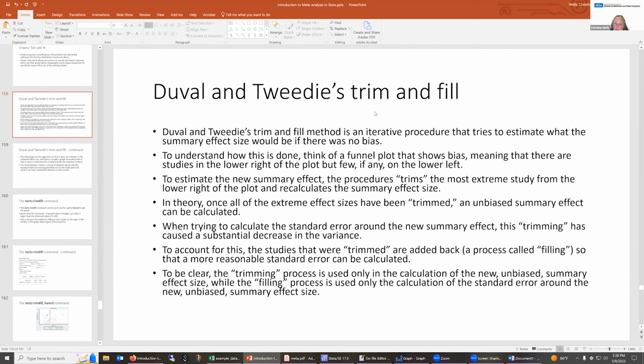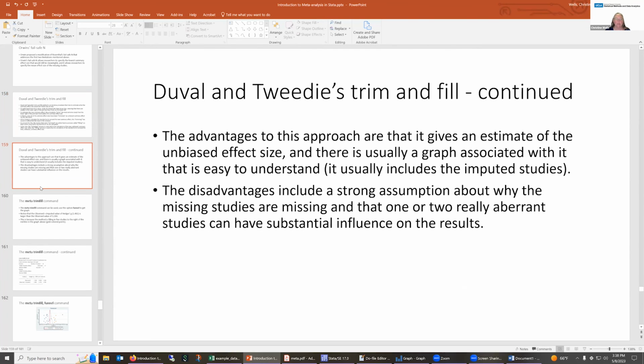All right, so to account for this, the studies that were trimmed are added back, a process called filling, so that a more reasonable standard error can be calculated. So let's be clear that the trimming process is used only in the calculation of your new unbiased summary effect size, while the filling process is used only in the calculation of the standard error around that new, hopefully unbiased effect size.